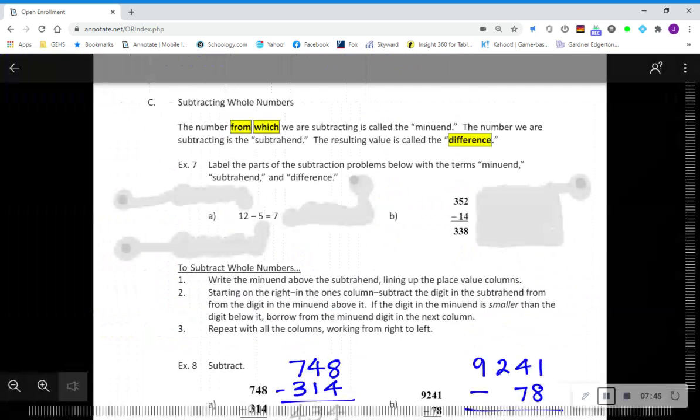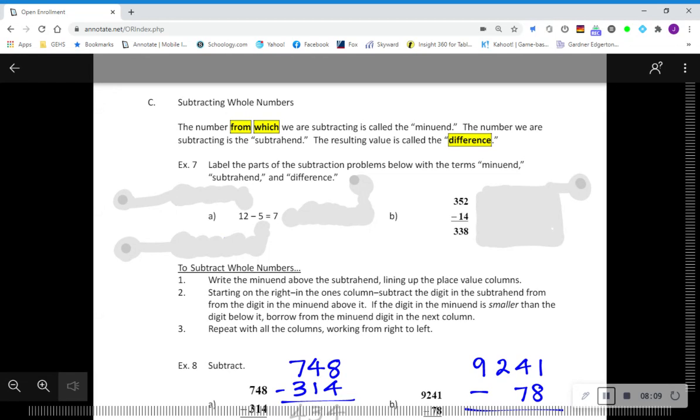Okay, in this next problem section, we're going to learn the parts of the subtraction problem. The number from which you are subtracting is called the minuend. The number that you are subtracting is called the subtrahend. And the resulting value is called the difference. Sometimes I get these mixed up myself. In fact, I may have taught your class wrong.